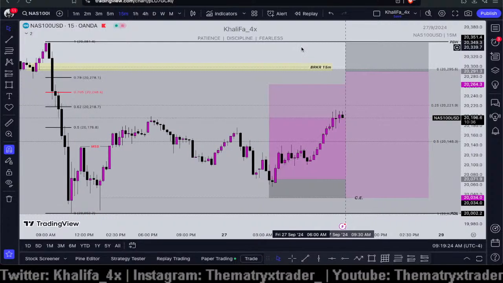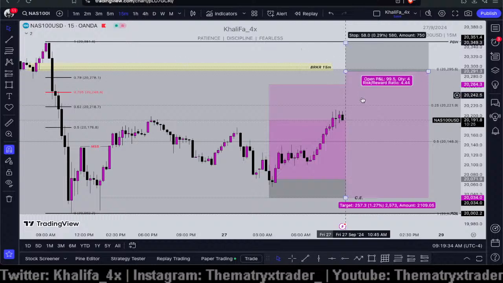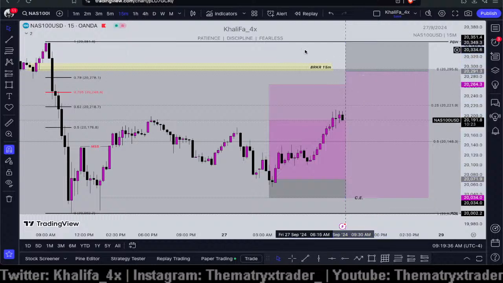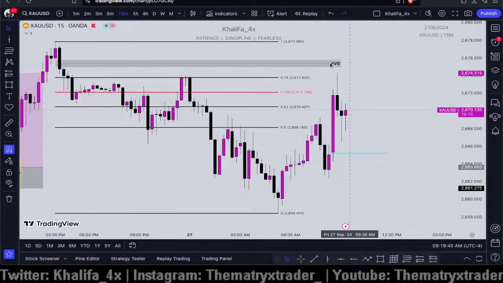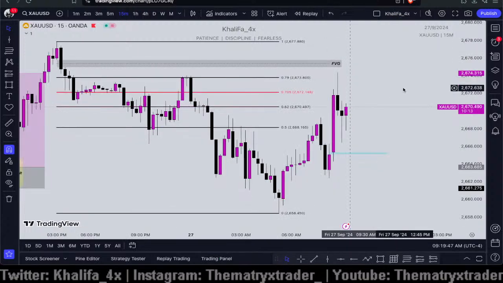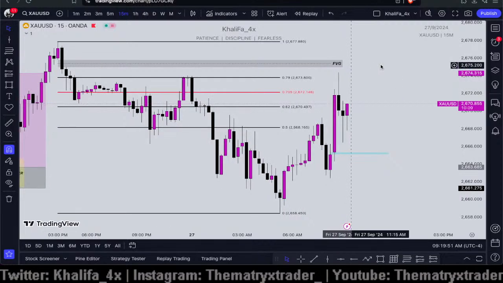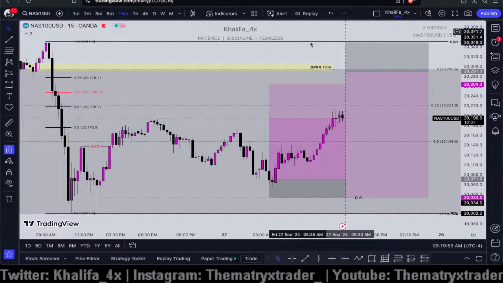As you can see, I already mark out these levels. This is like the breaker block we have on the 15-minute time frame. Alright, now these are only my assumptions, okay? I'm not just telling you to go and put the limit orders and just go away, but these are just the levels which I'll be looking for.